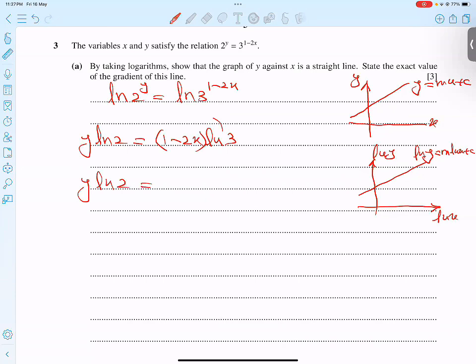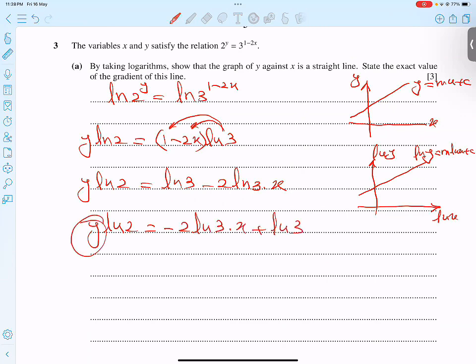Now, what to do next? I multiply log of 3 inside the bracket, and I get log of 3 minus 2 log of 3 times 2x. Now I can divide or rearrange further because I need the exact form of the gradient. I need y equals mx plus c. So how to get that format? This I'll write before and this later. You will get it now.